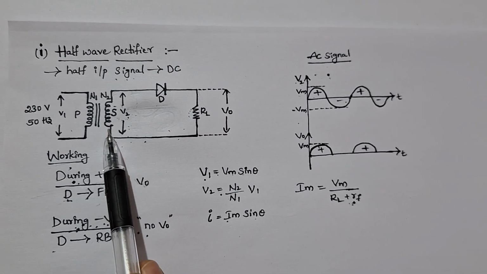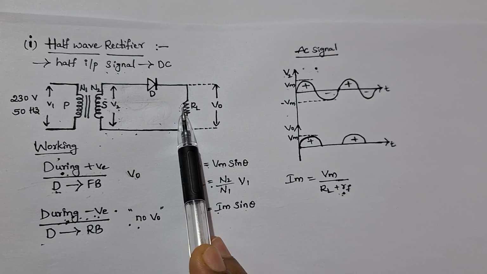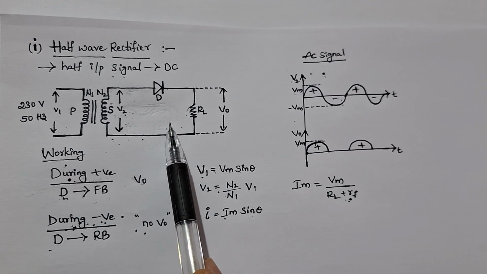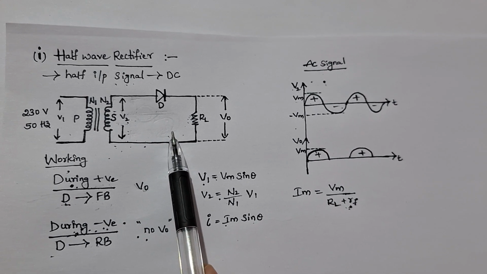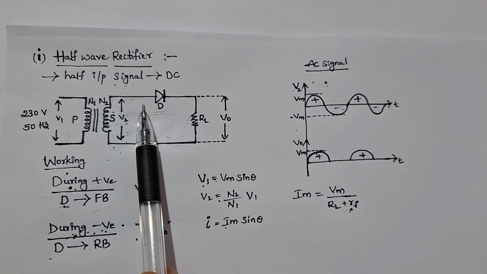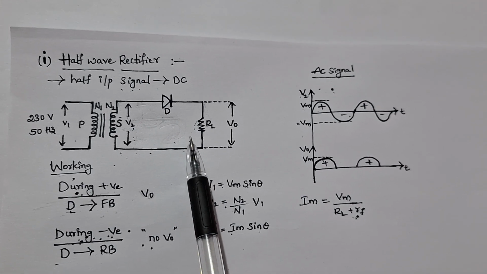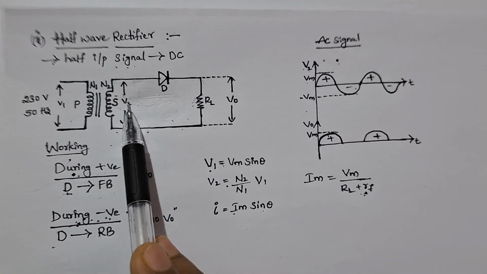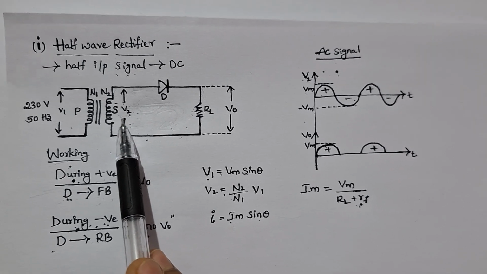A diode is connected in series with the load resistance. You can see it is connected in series with the load resistance, and the anode terminal of the diode is connected to one terminal of the secondary of the transformer, and the other terminal of the load resistance is connected to the secondary of the transformer.